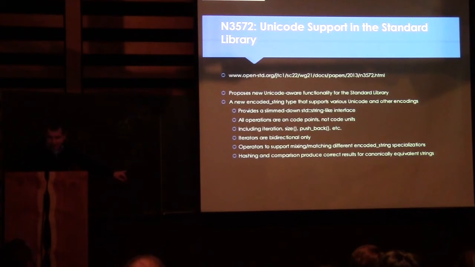The second paper was also interesting. It was proposed by Mark Boyle in December, I think the paper was put out. And it proposes a new string type, because we should, of course, have a new string type. The string type is called encoded string. It provides a slimmed-down std string-like interface. And all of the operations are on code points, not on code units. So when you iterate over it, even if you're using UTF-8 where you may have 4 code units representing a single code point, when you iterate over this string from begin to end, you'll just get the code points. This has the distinct disadvantage that iterators are bidirectional only, because you can't have random access when you don't know how large each of the elements is.